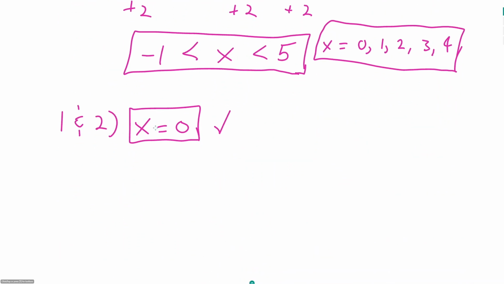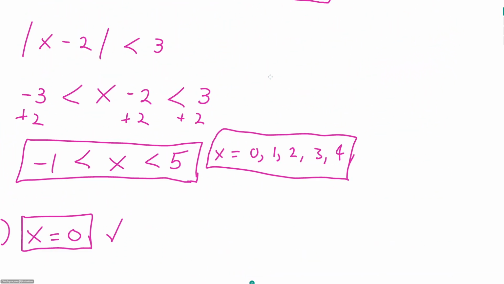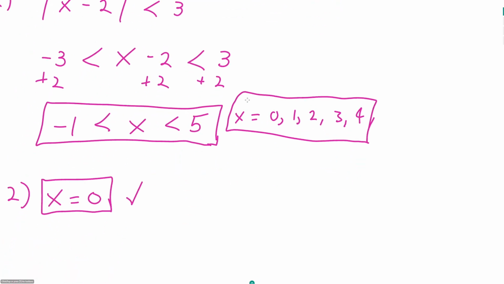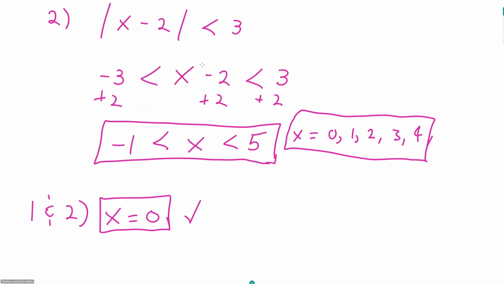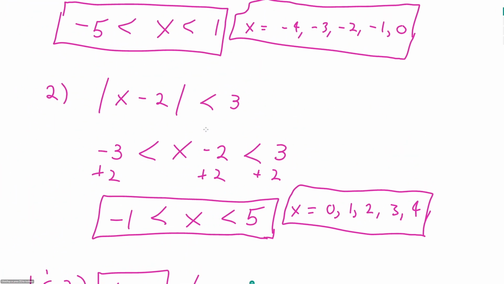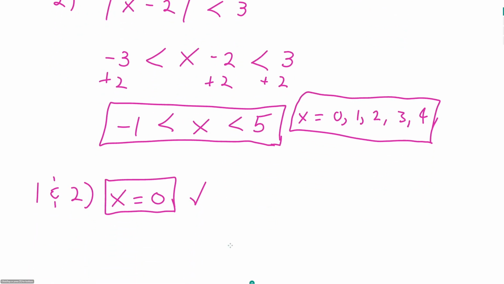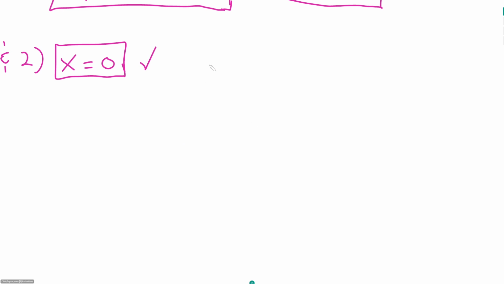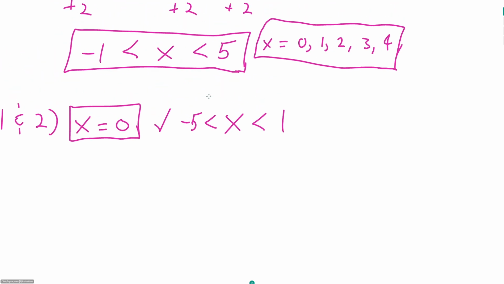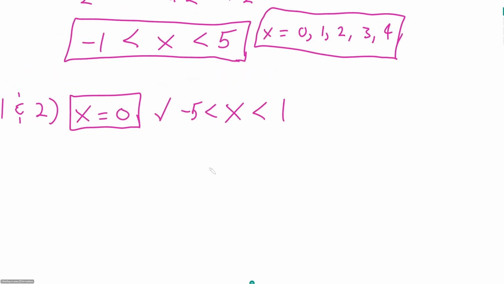Now, alternatively, if you didn't write out these lists of values like we did here, and you just want to combine your inequalities like we did in the previous video, you can do that as well. And so let's write those down here. So we have x is between -5 and 1, and x is between -1 and 5.